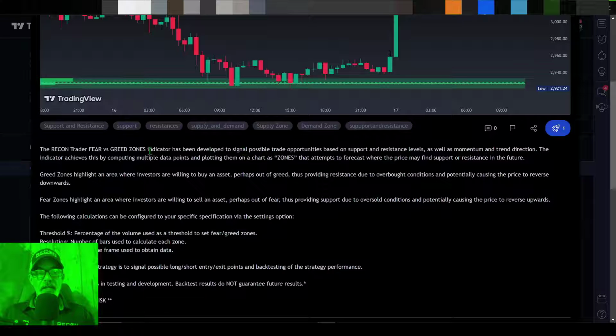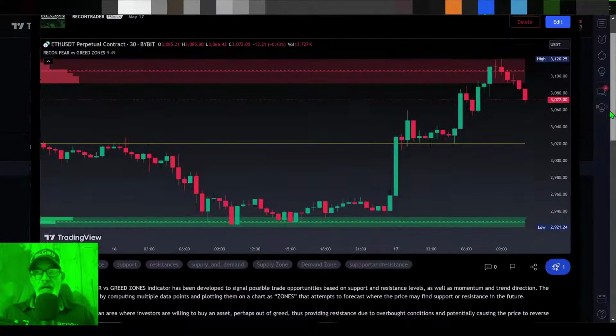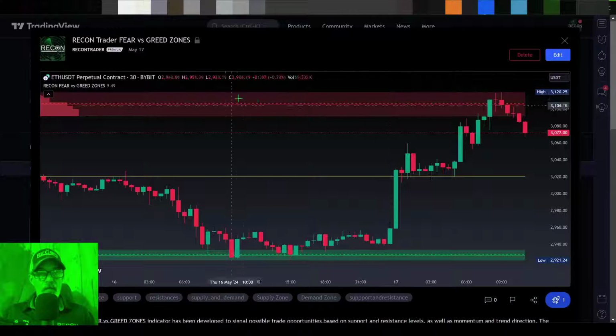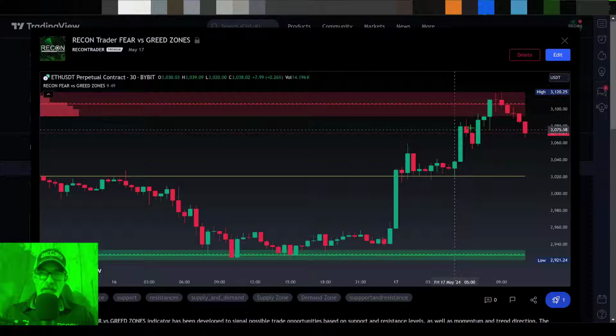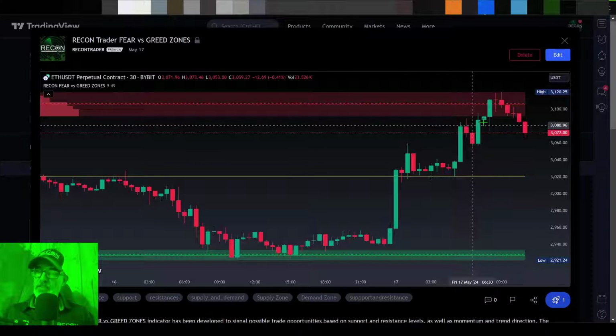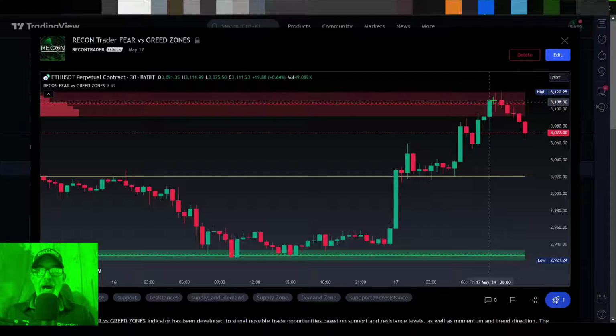So again, real quickly, your greed zones highlight an area where investors are willing to buy an asset, perhaps out of greed, thus providing resistance due to overbought conditions and potentially causing the price to reverse downwards. So again, this upper zone here would be a greed zone where everyone's getting greedy and trying to buy, perhaps because of FOMO. And once that market gets overbought, we often see a reversal.